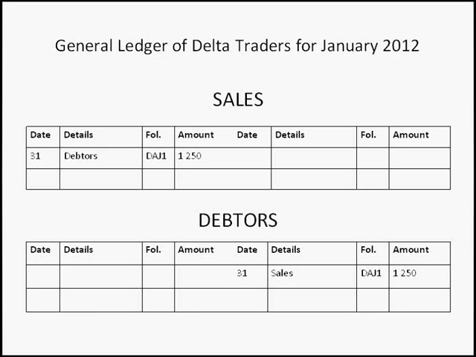Similarly, in my debtors account, my debtors is reducing because he's not owing me as much money anymore, and because debtors is an asset, it reduces on the credit side, so my entry in the debtors account is on the credit side. So date is the 31st, details is sales, folio is the journal where I got the information from, in other words debtors allowance journal, and the amount is 1,250 Rand.